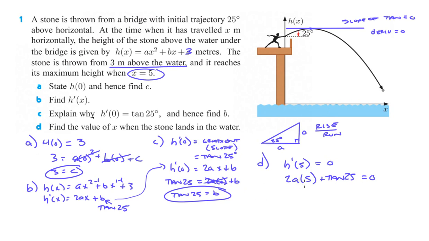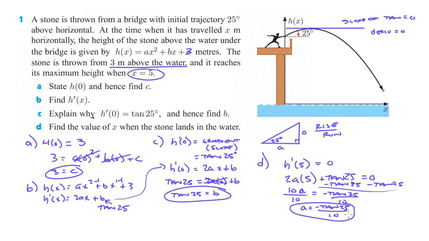Okay. So now what we're going to want to do is try to solve this for a, right? 2a5, that's 2 times 5 is 10a. And then let's subtract tan 25 from both sides, which gives us that 10a equals negative tangent 25.